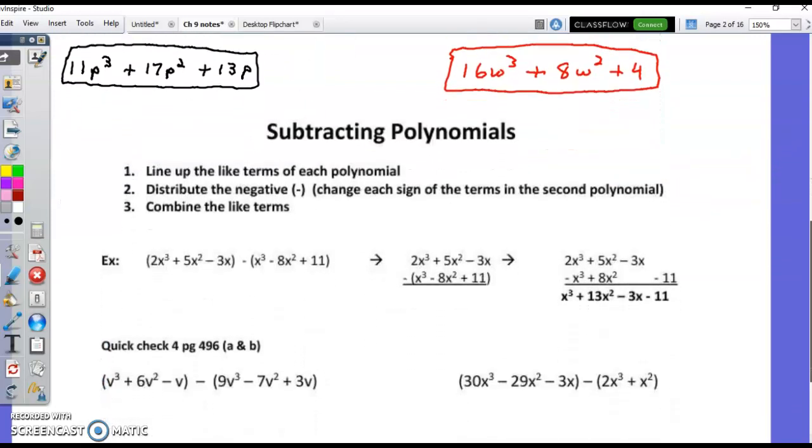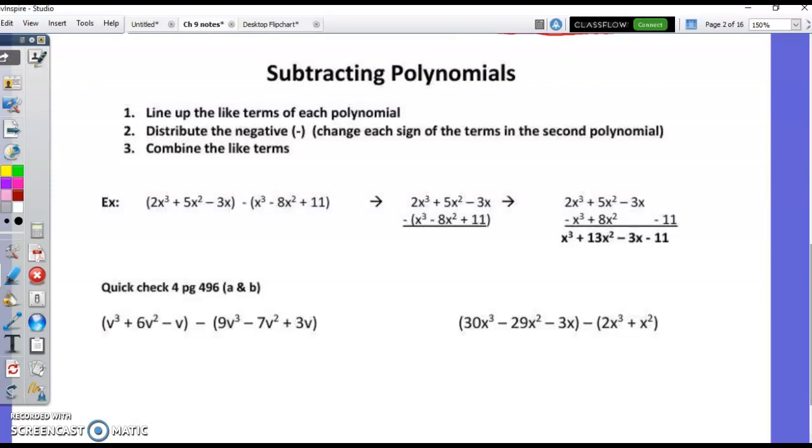All right, so subtracting polynomials. We're going to line them up just like we did before. And then for our second step, when we line up the second ones, we're going to distribute the negative. So in a sense, all we're going to do is change the sign of each of the terms in the second polynomial.